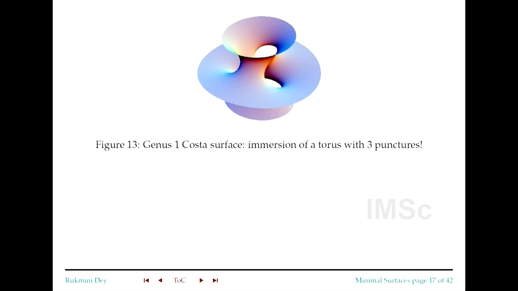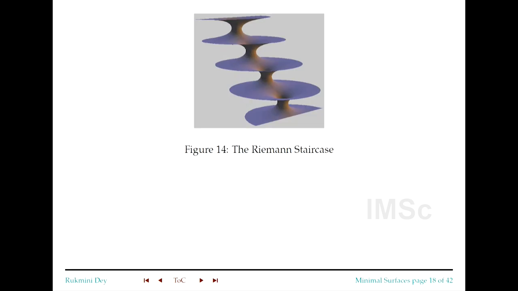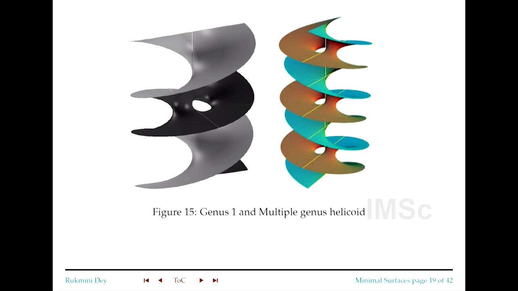It's an immersion of a torus with 3 punctures. You take a torus with 3 punctures, and you can immerse it in R3 using some number theoretic functions called Weierstrass P functions, and this is how it looks. So believe it or not, there is only one genus and there are 3 punctures. The 3 punctures have opened out as 3 ends, like these 3 ends. And then there is the Riemann staircase, this is the genus 1 and multiple genus helicoids.